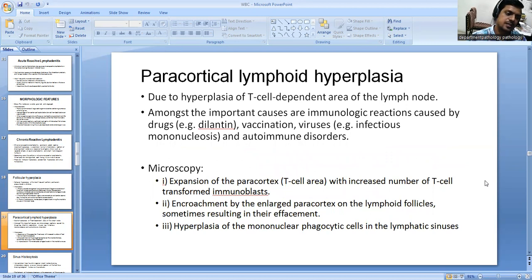Paracortical lymphoid hyperplasia is due to hyperplasia of the T cell dependent area of the lymph node. Among the important causes are immunologic reactions caused by drugs, for example, vaccination, viruses, for example, infectious mononucleosis, and autoimmune disorders. Microscopically, there is expansion of the paracortex T cell area with increased numbers of T cell transformed immunoblasts, encroachment by the enlarged paracortex on the lymphoid follicles, sometimes resulting in their replacement, and hyperplasia of the mononuclear phagocytic cells in the lymphatic sinuses.